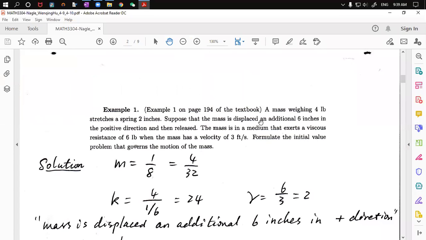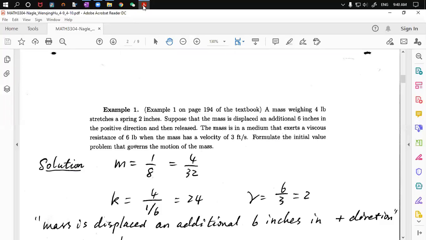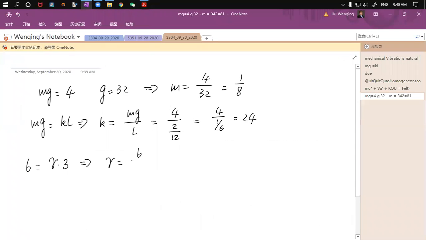So what about the damping constant? The damping constant says that the medium exerts a viscous resistance of 6 pounds with a velocity of 3. So the 6 pounds is gamma multiplied by 3, so gamma is equal to 6/3, which is 2. So you have everything. You must remember the mass goes with u double prime, gamma goes with u prime, and k goes with u. What about external forcing?